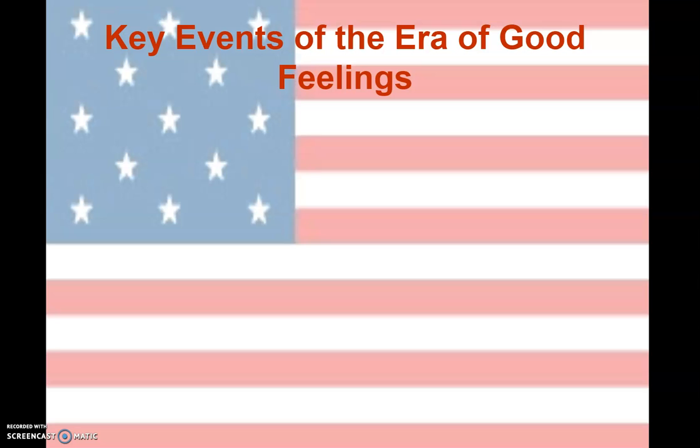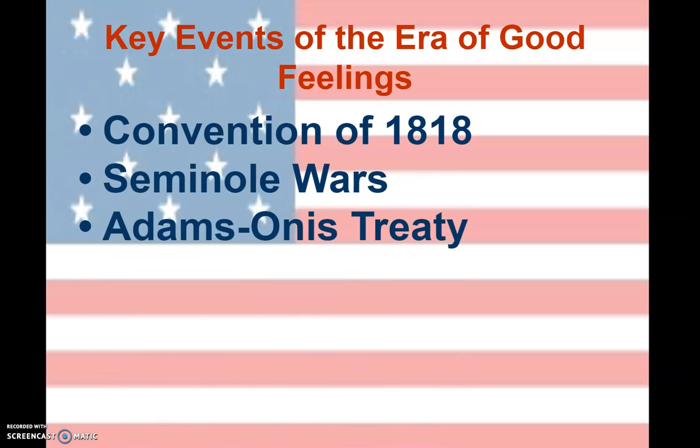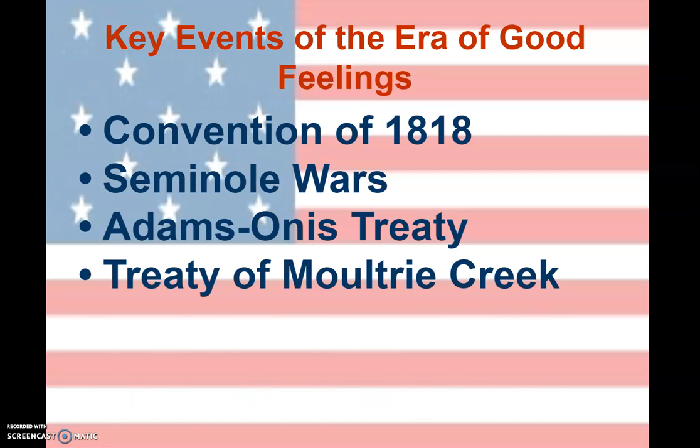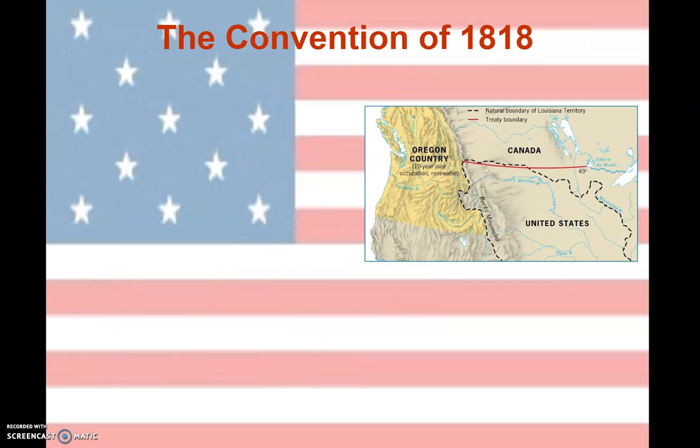Now, some key events that are going to occur in the era of good feelings. We're going to get through some of them today. The Convention of 1818, the Seminole Wars, the Adams-Onis Treaty, the Treaty of Mobile Creek, the American System, and the Panic of 1819. Let's get started.